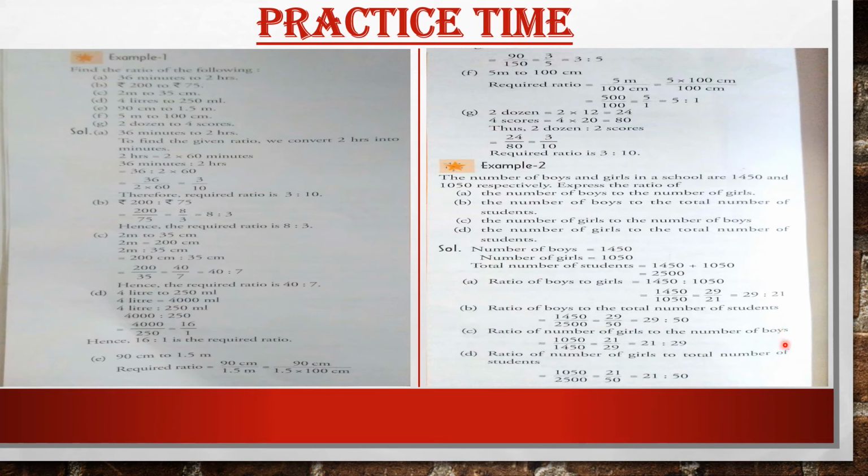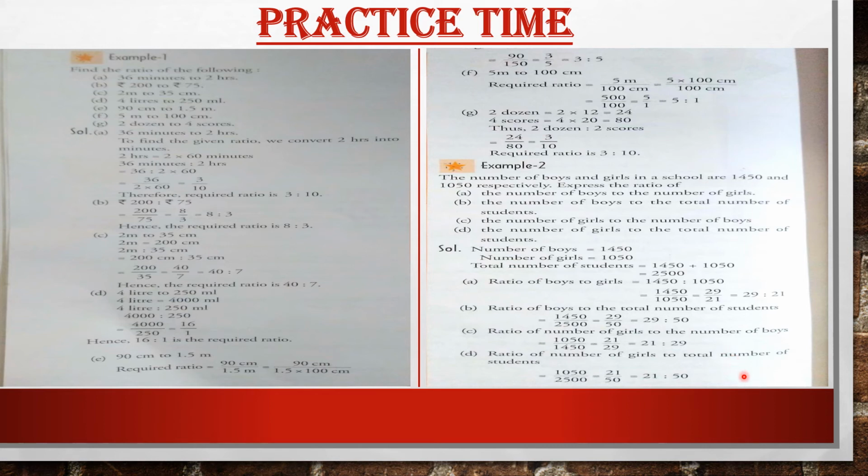Question C. Ratio of the number of girls to the number of boys, which is equal to 1050 by 1450. Find the simplest form of 1050 and 1450, which gives 21 by 29. Hence the ratio of number of girls to the number of boys equals 21 is to 29.